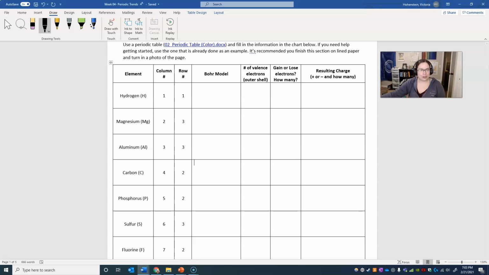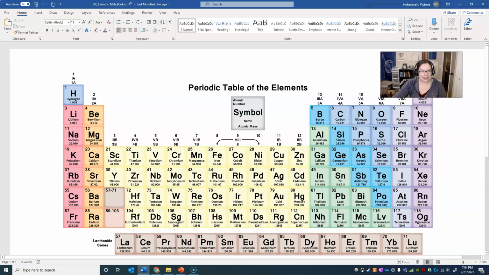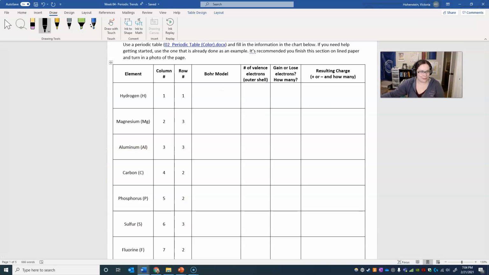So the first step for drawing a Bohr model is to figure out the number of protons, neutrons, and electrons. If I go to a periodic table, there's one linked in the assignment, I have carbon. Carbon has an atomic number of 6 and a mass of 12.01. I'm going to round down to 12. An atomic number of 6 means that I'm going to have 6 protons. And a mass of 12 means I have 12 protons and neutrons. If I subtract my protons, I get neutrons. I have 6 neutrons.